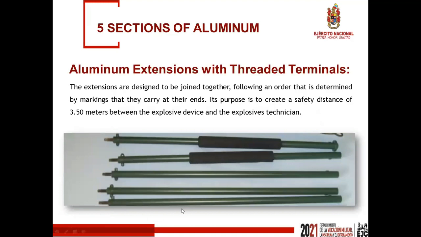Five sections of aluminum extensions with threaded terminals. The extensions are designed to be joined together, following an order that is determined by markings that they carry on their ends. Its purpose is to create a safety distance of 50 meters between the explosive device and the explosive technician.